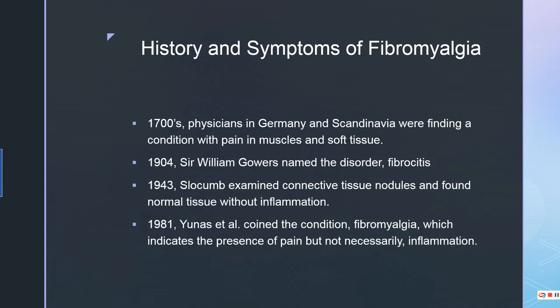The history of fibromyalgia may shed some light on the lack of belief by some physicians. Back in the 1700s, physicians in Germany and Scandinavia were finding a condition with pain in muscles and soft tissue. In 1904, Sir William Gowers named the disorder fibrositis, but in 1943, Slocum examined connective tissue nodules and found normal tissue without inflammation. Therefore, in 1981, Yunus et al. coined the condition fibromyalgia, which indicates the presence of pain, but not necessarily inflammation.